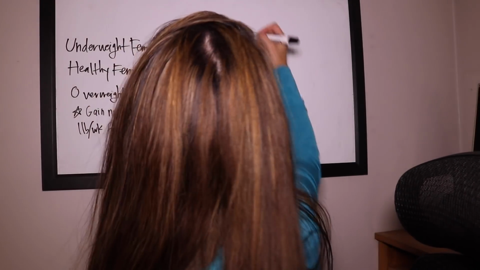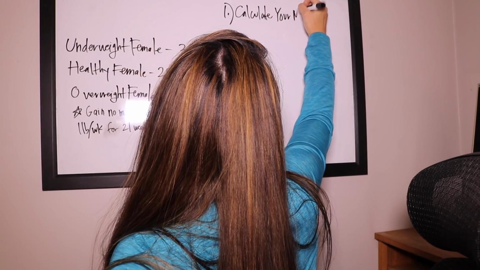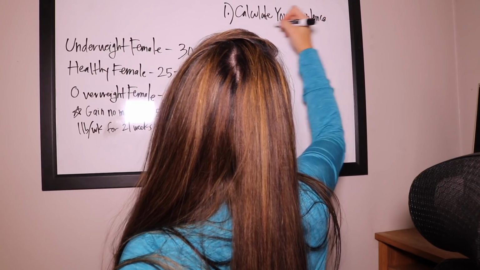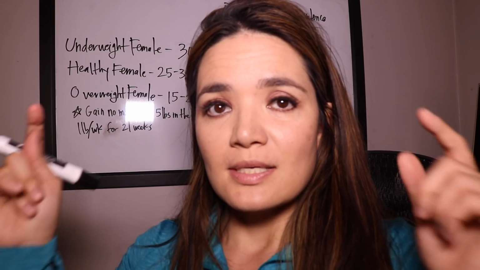So how do you calculate your pregnancy macros? Here's what you want to do. Number one, calculate your maintenance macros. How do you calculate maintenance macros? You follow my YouTube video on how to determine your BMR plus your activity factor. That's your total daily energy expenditure. Your total daily energy expenditure is your maintenance macros. See this video here for how to do that.